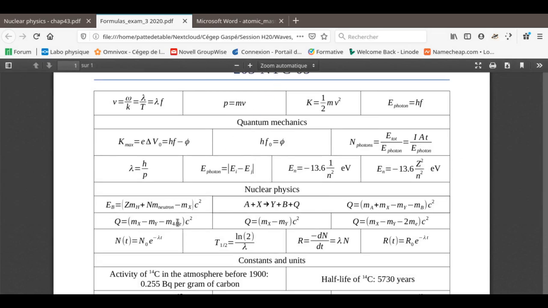All right, welcome back. So we'll take a look at the formula sheet, have a short discussion on the more qualitative aspects of the material, and then after we're done with this, we'll be pretty much done for today's class.